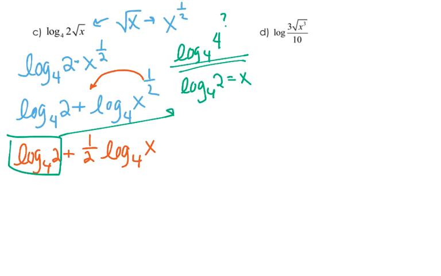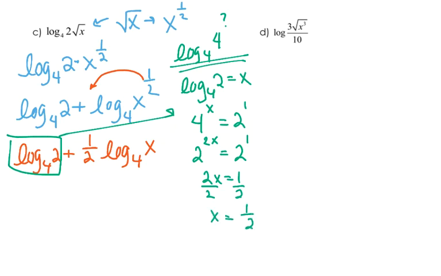So I'm going to take the base of 4, raise it to the x power is equal to 2. 2 is to the first power, so I'll just fill that in. I can take the 4 and rewrite that as 2 squared. There's still an x in the exponent, and now I have the same base. 2x is equal to 1, divide by 2, so that log base 4 of 2 simplifies to 1/2. So now I can come back and rewrite this as 1/2 plus 1/2 log base 4 of x.